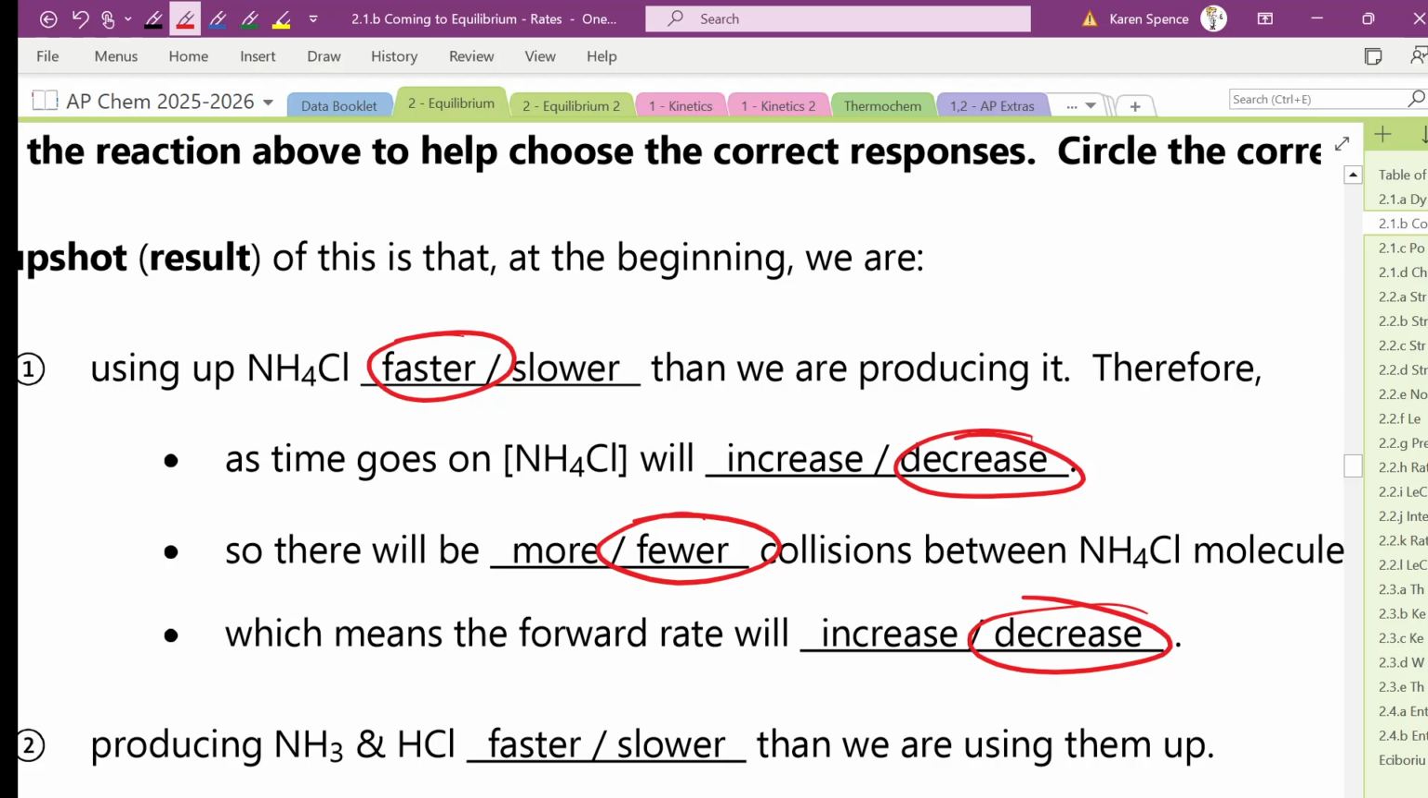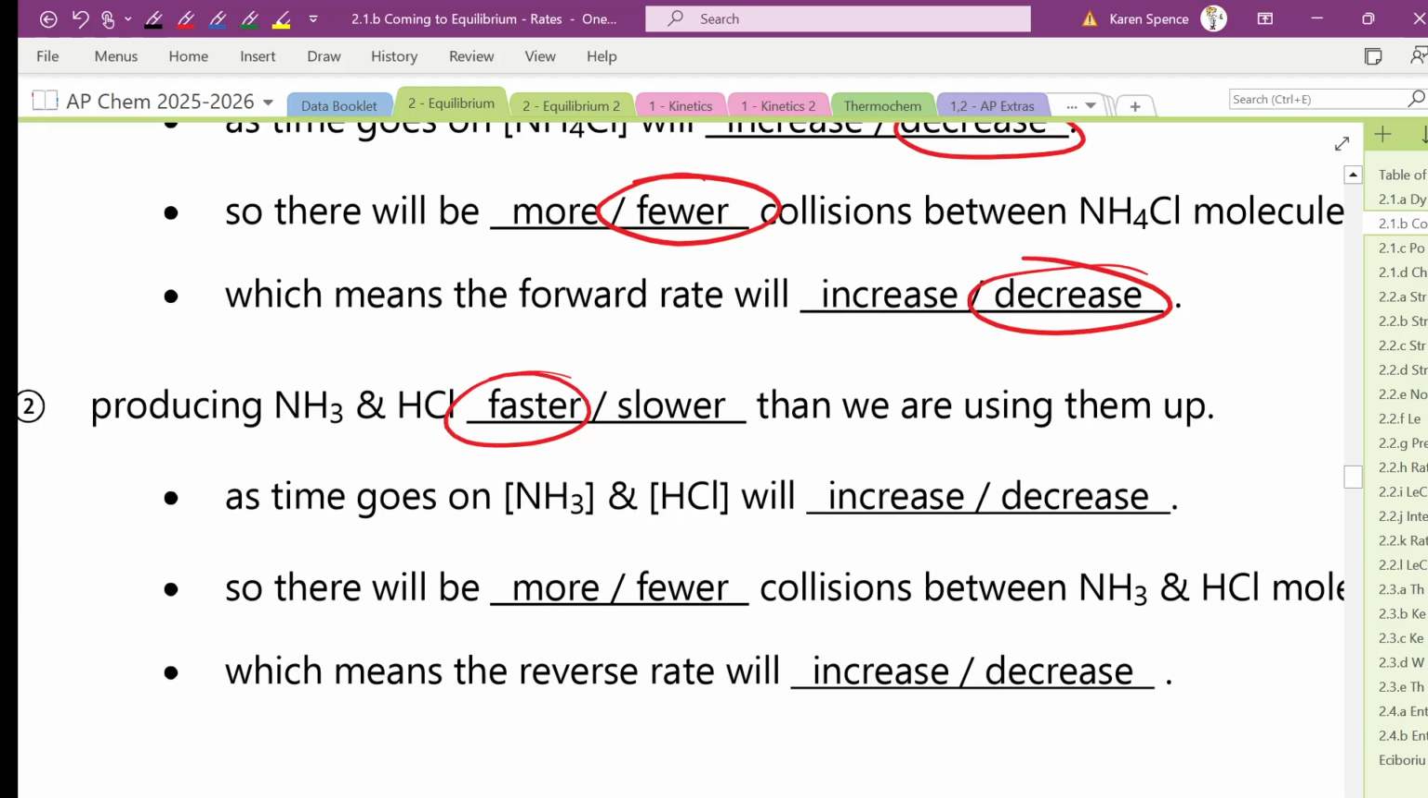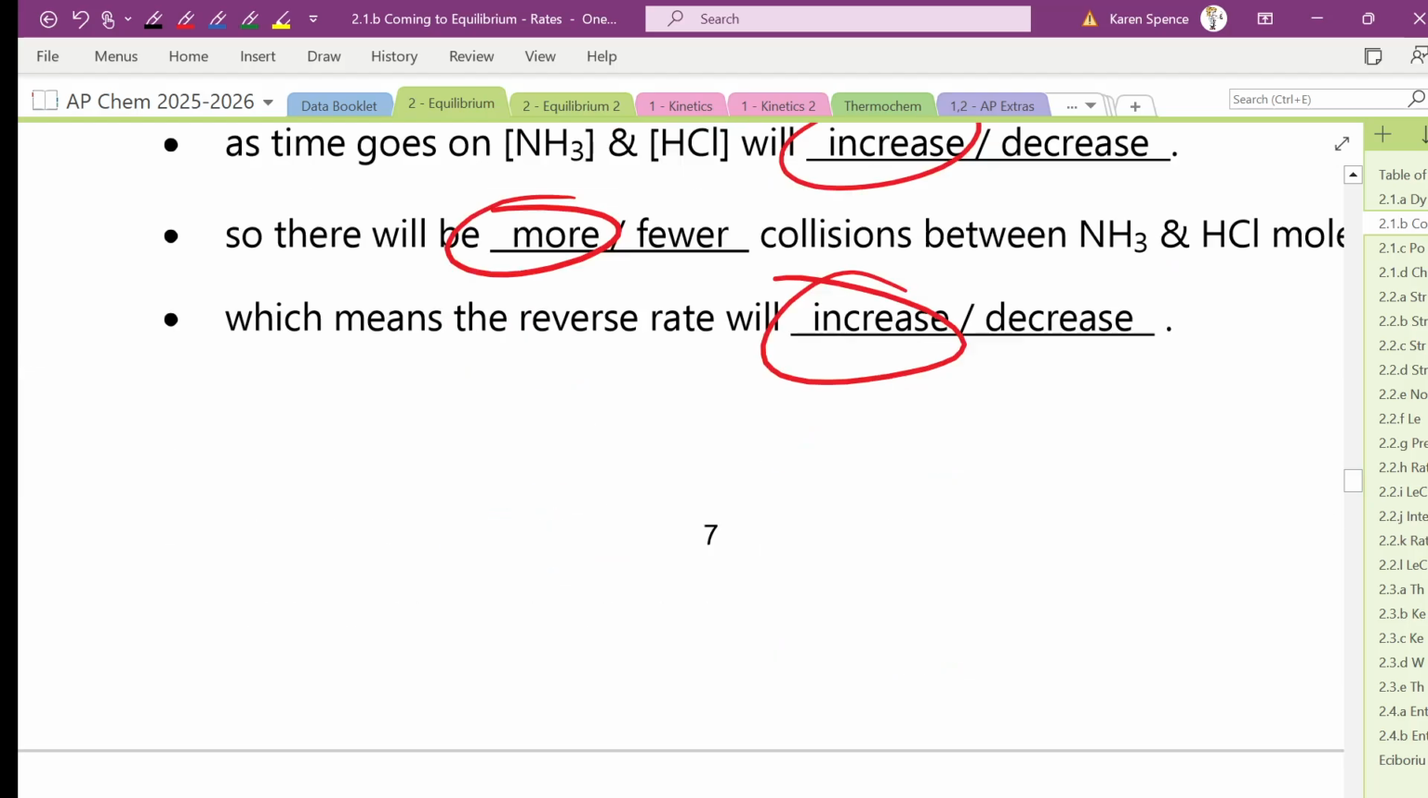All right? Now, in the other instance, we have NH3 and HCl, our products. Are we producing them faster or slower than we are using them up? We are producing them faster than we are using them up. As time goes on, will the concentrations then increase or decrease? They will increase. So there will be how many collisions? More. And that means the reverse rate will increase. You got it. Okay?